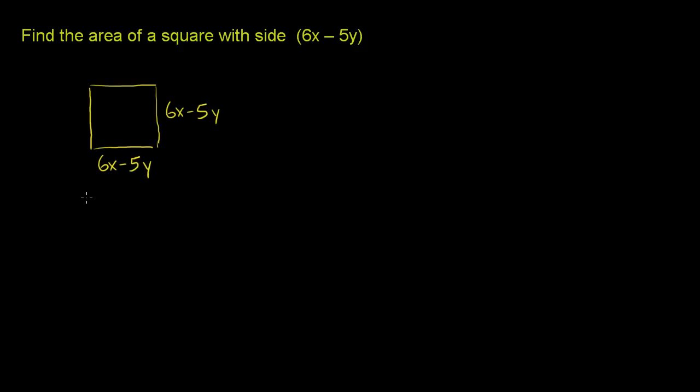If we wanted to find the area of the square, we just have to multiply the width times the height. So the area for this square is just going to be the width, which is 6x minus 5y, times the height, which is also 6x minus 5y. So we just have to multiply these two binomials. To do this, you could either do FOIL if you like memorizing things, or you could just remember this is just applying the distributive property twice.